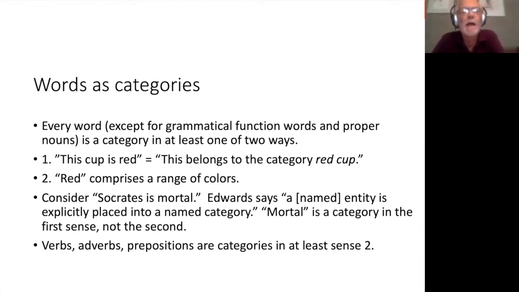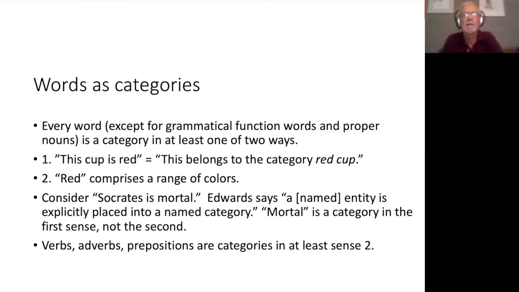Now, consider Socrates' moral. Edwards says that this is a named entity, Socrates, which is explicitly placed into a named category, mortal. But mortal is a category only in the first sense. It's not a category in the second sense, as far as I can see, because there's only one way to be mortal. It's not a range of possibilities. Either you're mortal or you're not.